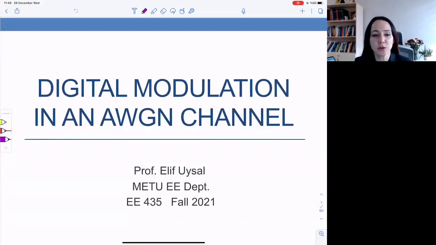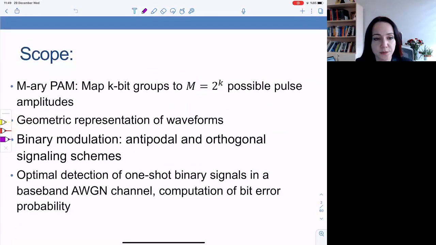Hello, everyone. Today we will start talking about digital modulation. Later on in this chapter, we will analyze some digital modulation schemes in terms of their performance on an AWGN channel. So the scope is not that wide, actually, because we have a very limited amount of time allocated to studying digital communication in this course. More of this will be in the following course, EE 436.